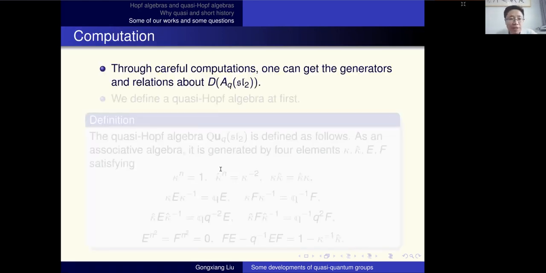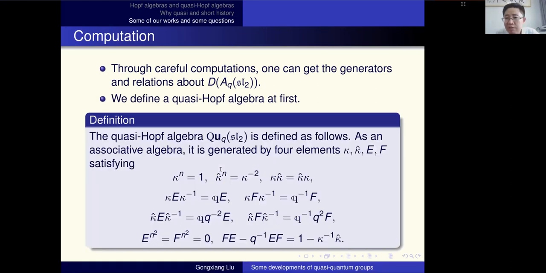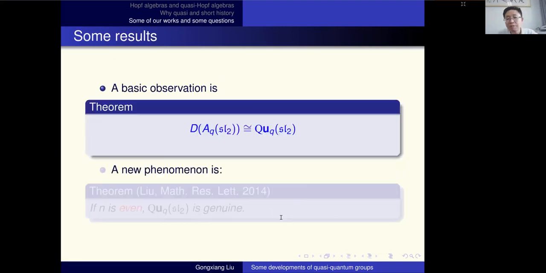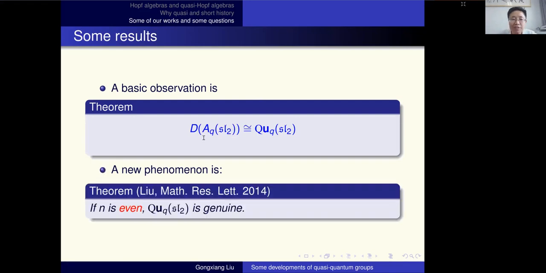I continued the computation. At last, I wrote up the generators and the relations of this double. I constructed a new quasi-Hopf algebra through the following generators and relations. And I proved that for n odd, this quasi-Hopf algebra I constructed is just the usual double of the Taft algebra, and the lucky point is I proved that if n is even, this quasi-Hopf algebra is genuine. I should thank Professor Nguyen Richard for providing me some ideas to prove this result. At last, we get this result, and this gives me confidence.